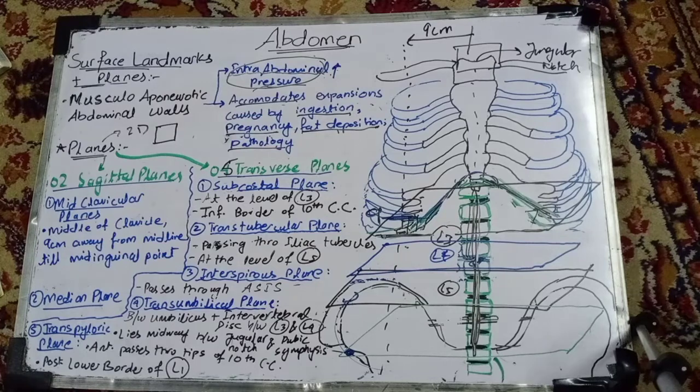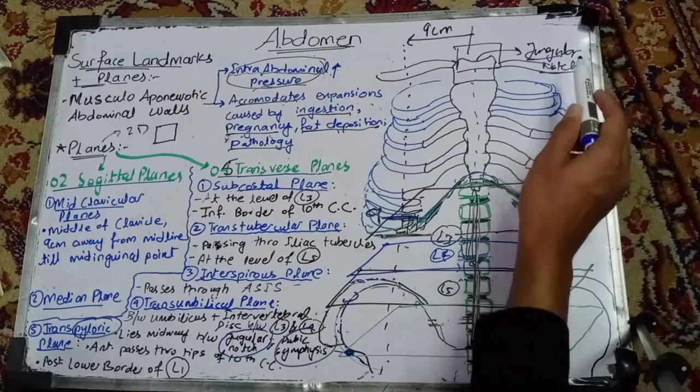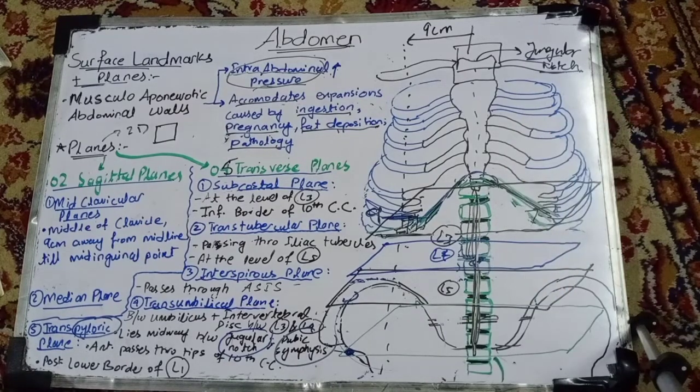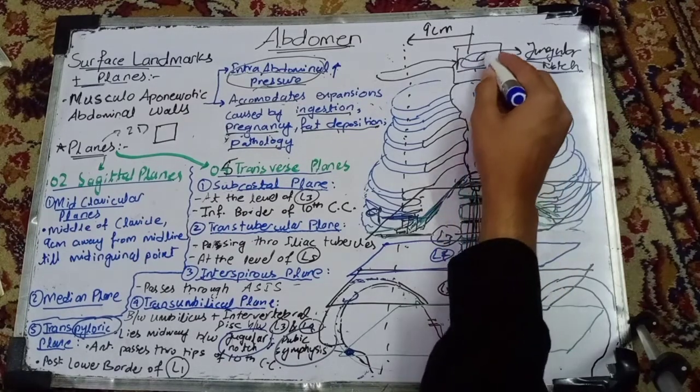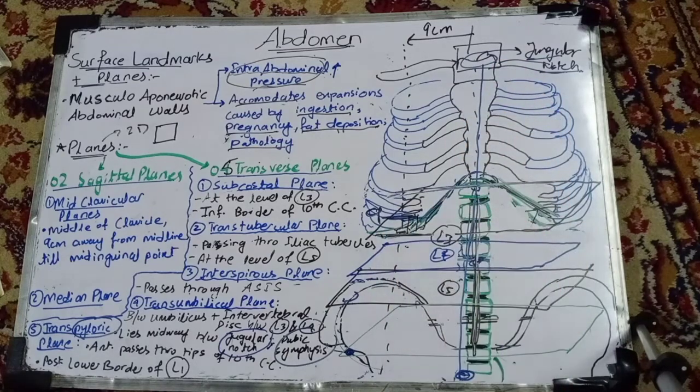Last but not least, we have the transpyloric plane. The word pyloric refers to the pylorus of the stomach, right? So this plane will be passing through the pylorus of the stomach, okay. That's why it is named the transpyloric plane, and it lies midway between the jugular notch and the pubic symphysis. So here is the jugular notch, which is also known as the suprasternal notch, okay. From the suprasternal notch to the pubic symphysis, halfway between, we are going to have the transpyloric plane.